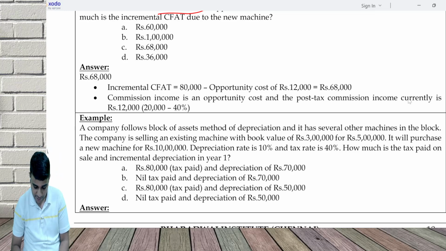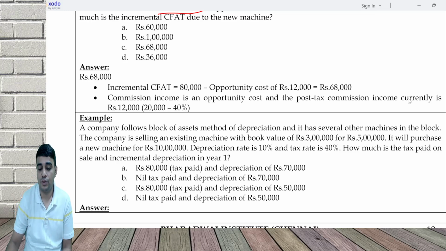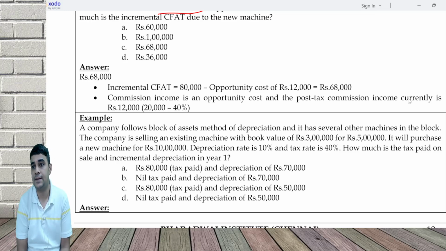You need to tell me as per your income tax understanding. Go through this and tell me as per income tax understanding.